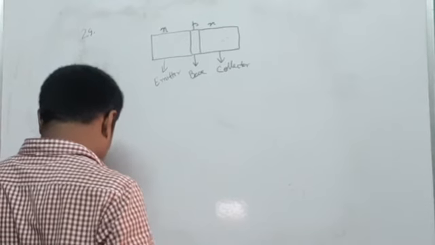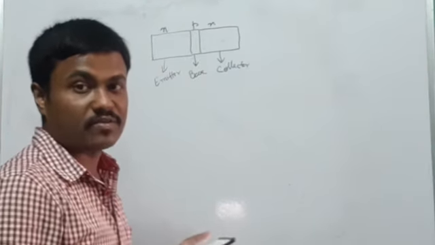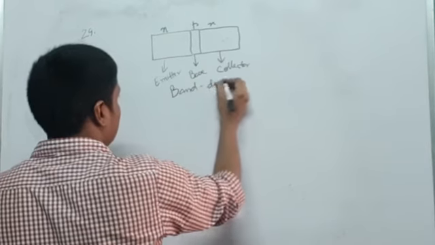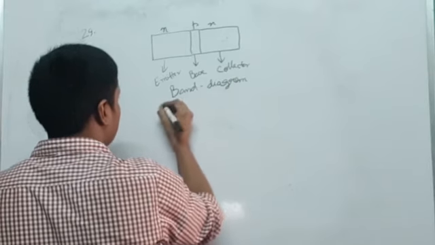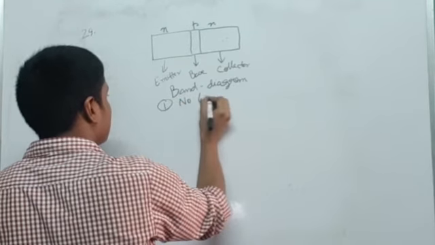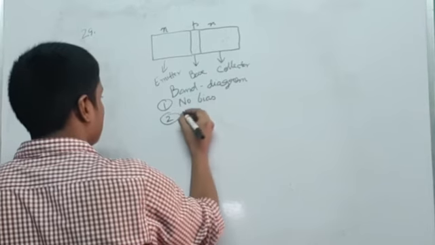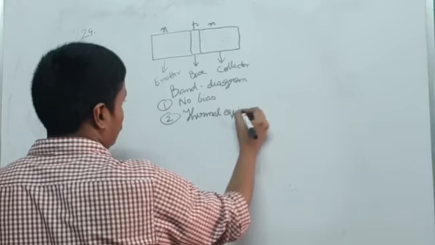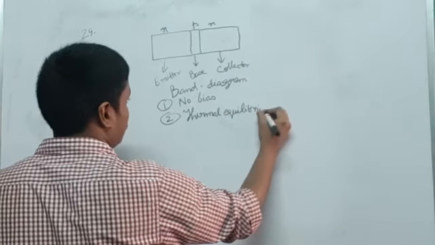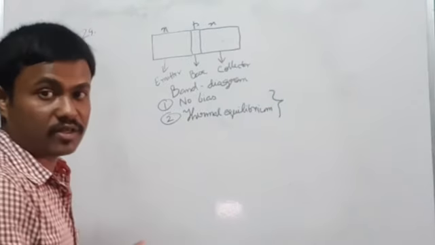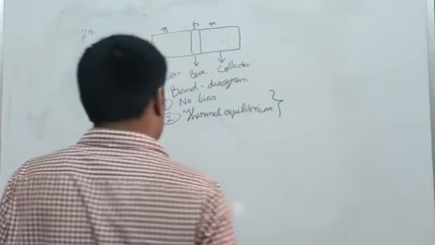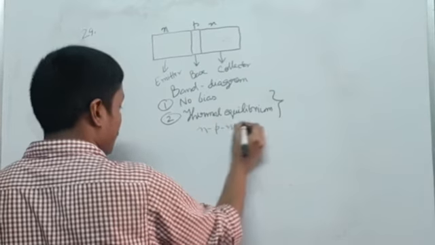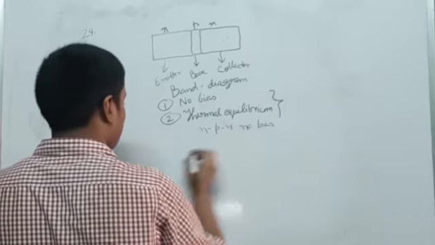at thermal equilibrium, which one of the electronic band diagrams does it have? What is its band diagram? Band diagram on no bias and thermal equilibrium. These are the two conditions we are given, and we have to find out what's the band diagram. Basically, the band diagram for an NPN, no bias, should look like this.